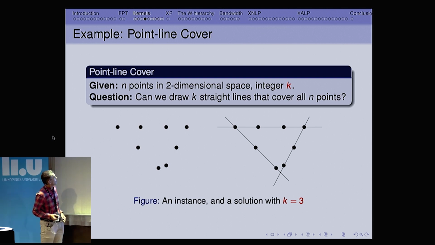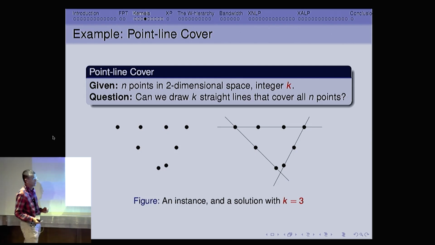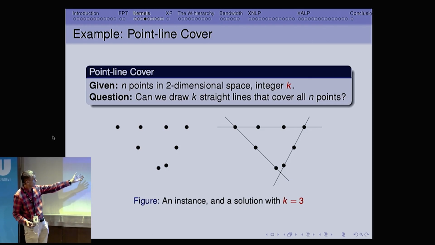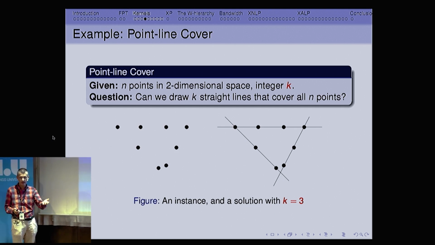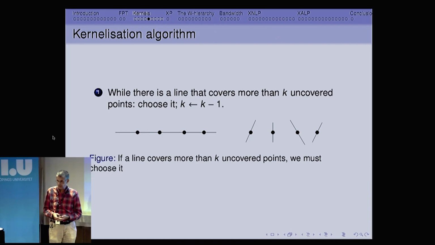So this part of kernelization, I want to finish with a computational example of a problem with a kernel. A really nice and classic one is the point line cover problem. I'm given n points in two-dimensional space, and I want to have k straight lines that cover all the points. So here's an example of a set of points, 3 lines. So this is a positive example if k equals 3. This problem has, and k, the number of lines, is my parameter here, a kernelization algorithm, and the first step is the following.